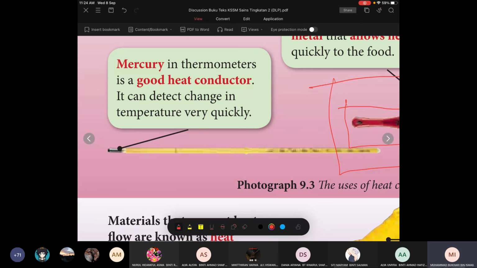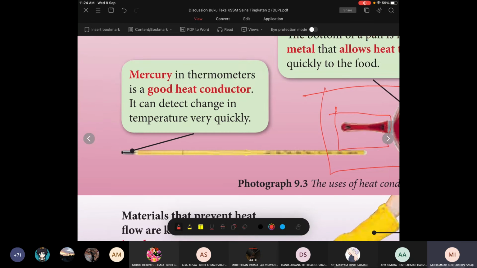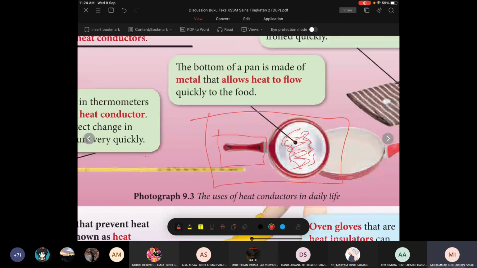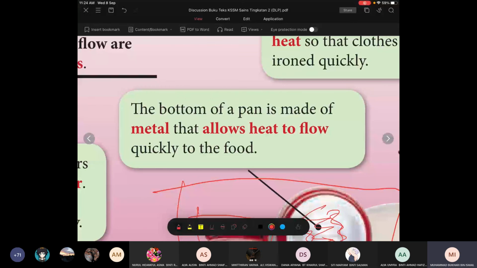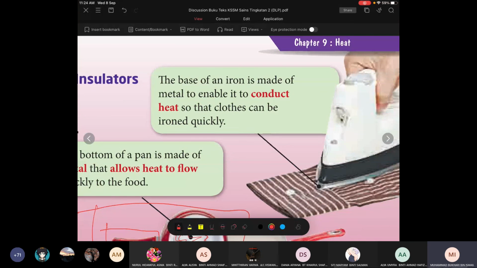Okay, this is a thermometer. Mercury in a thermometer is a good heat conductor. It can detect change in temperature very quickly. When it expands, you can see the temperature rise. And then this is an iron. The base of the iron is made of metal to enable it to conduct heat, so that the cloth can be ironed quickly.